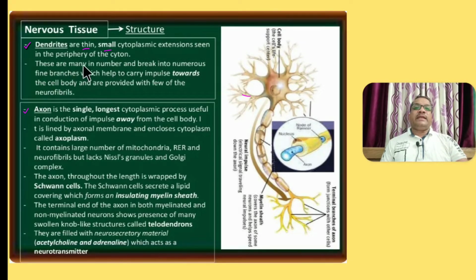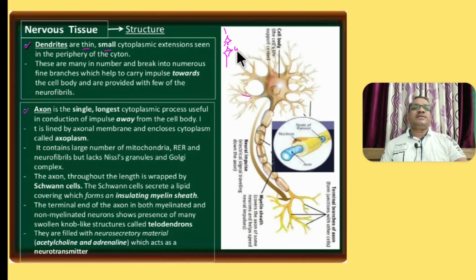They are mainly in numbers, they are many in numbers, and break into numerous fine branches which helps to carry impulse towards the cell body. So, in the same way, what will happen? One neuron will be present, understood. These are the dendrites, then another neuron will be present, understood.